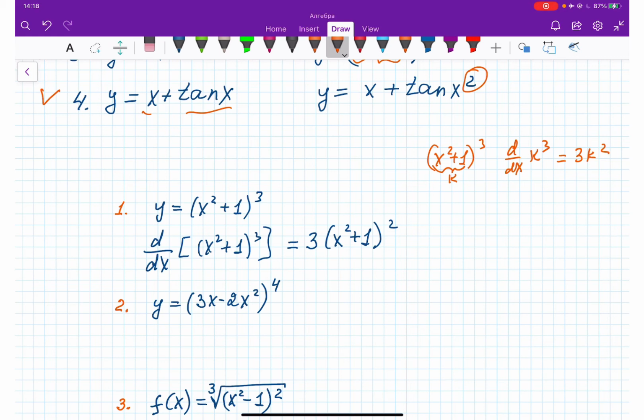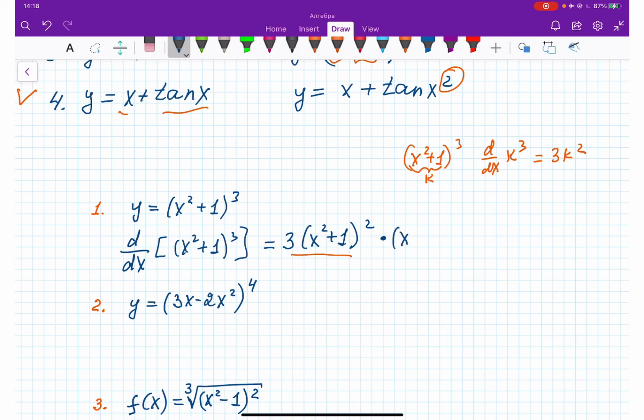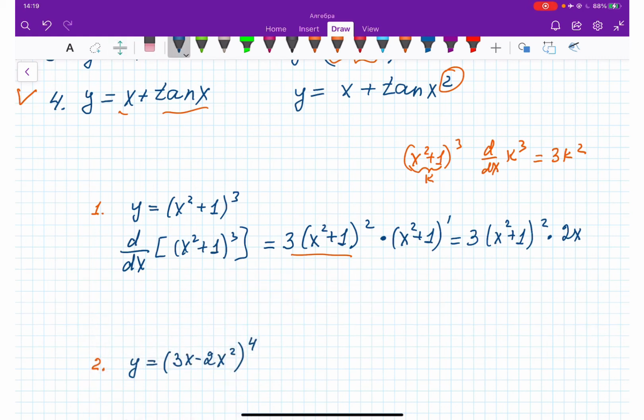Okay, the same way I have x squared plus 1, this 3 comes in front, and we have 3 times (x squared plus 1) to power 2. And only then we multiply by the derivative of x squared plus 1, getting inside. The derivative of x squared is 2x, the derivative of 1 is 0. Therefore, it's going to be equal to 6x times (x squared plus 1) squared. Okay, next one.